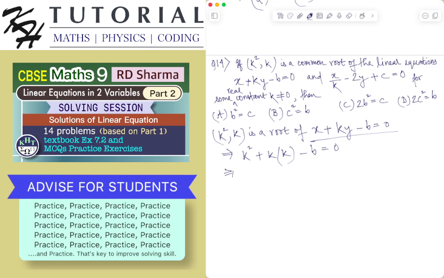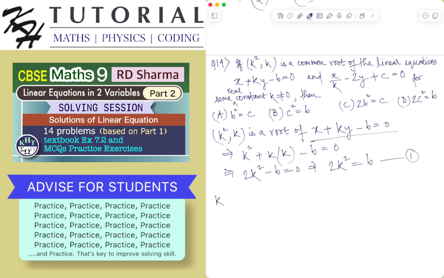This implies we are having twice k square minus b is equal to 0. This implies we are having 2k square is equals to b. Let's call it the equation or result 1.